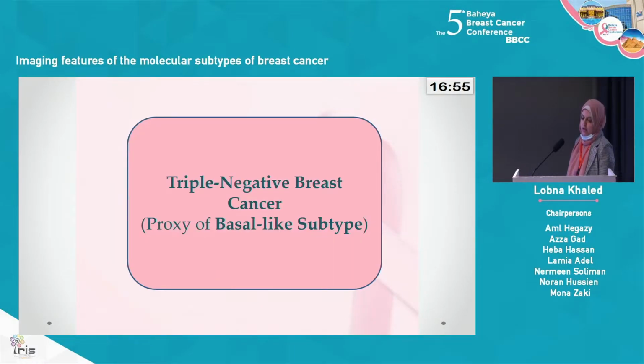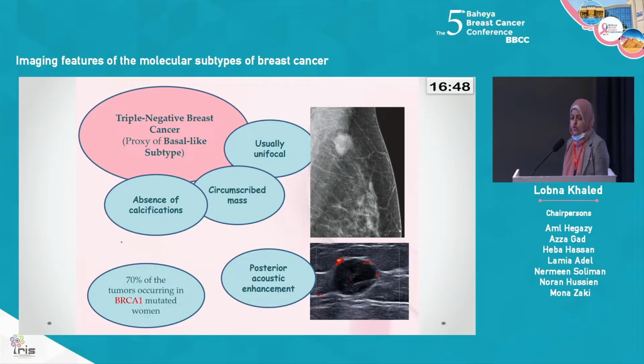Imaging features of the molecular subtypes. First one is triple negative breast cancer, which is a proxy of basal-like subtype, usually presented as a unifocal circumscribed mass. There is usually absence of microcalcifications. This denotes rapid malignant transformation, bypassing the in situ stage. In ultrasound, usually presented with circumscribed mass with posterior acoustic enhancement, denoting intratumoral necrosis. 70% of these tumors occur in BRCA1 mutated women.